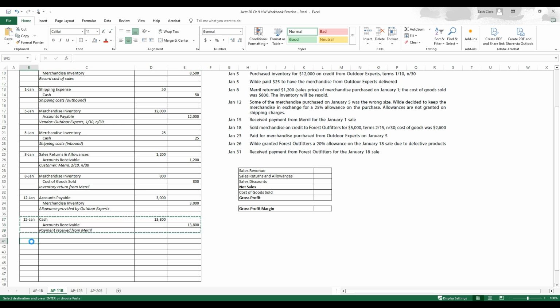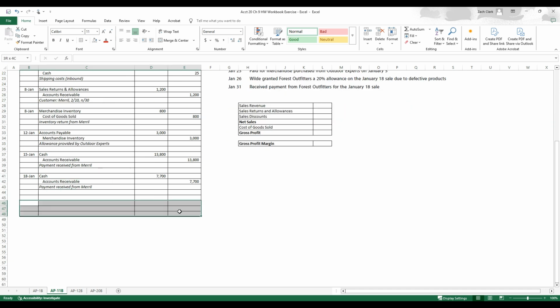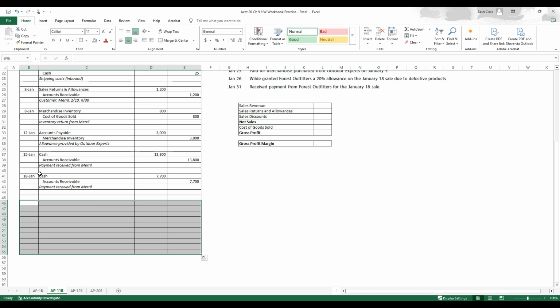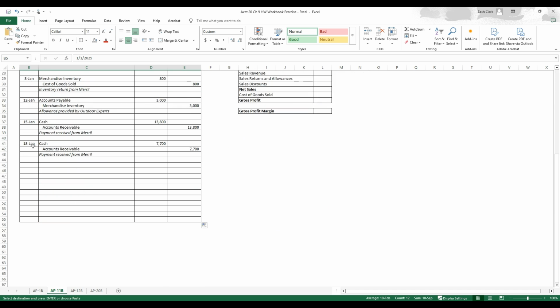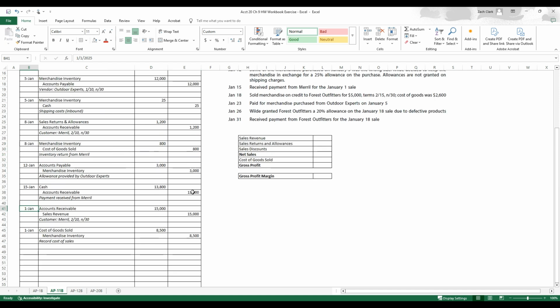Okay. So again, let's just keep copying and pasting in here. And what happened on the 18th? On the 18th, we sold merchandise on credit to Forest Outfitters for $5,000, so on and so forth. And so another sales transaction. So I just copied and pasted this transaction, but actually I'm going to go up and again steal this one and just use that to paste in and do some updates here.